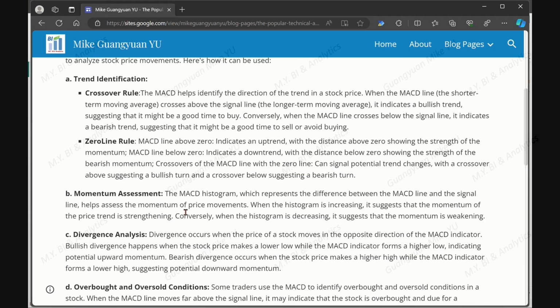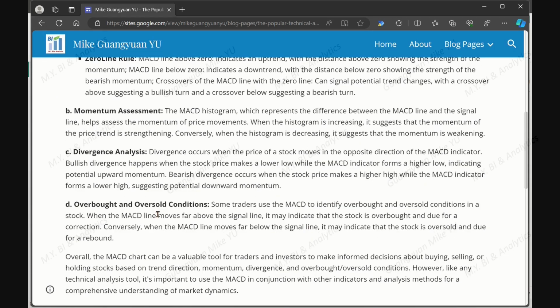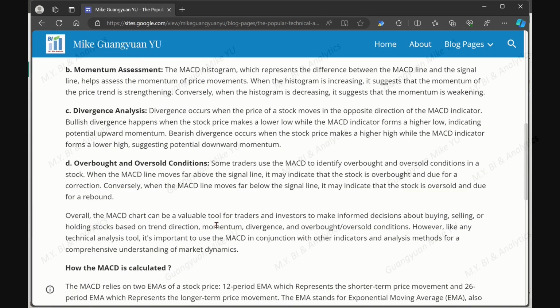However, like any technical analysis tool, it is important to use the MACD in conjunction with other indicators and analysis methods for a comprehensive understanding of market dynamics. The effectiveness of MACD depends on the specific stock and market conditions.